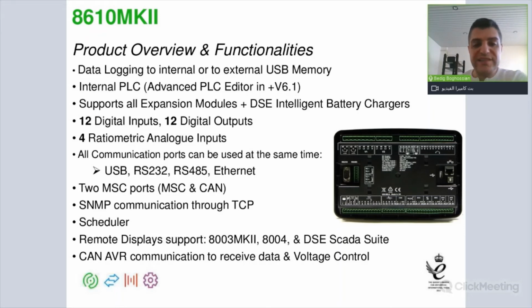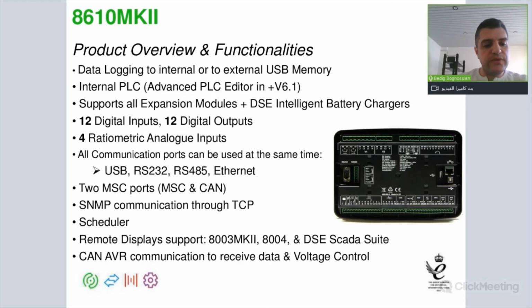Let's have a quick look at the features or functionalities of the 8610 Mark II. Well, it supports data logging. It has an internal PLC. Now it does also support an advanced PLC with advanced PID control or custom functions, PLC functions, all can be drawn, as well as PLC communication through the modules within the PLC of the 8610 MKIII. So it's an advanced, the 8610 has an advanced PLC editor. It got 12 digital inputs, 12 digital outputs, 4 ratiometric analog inputs. All the analog inputs are ratiometric, as you can see.